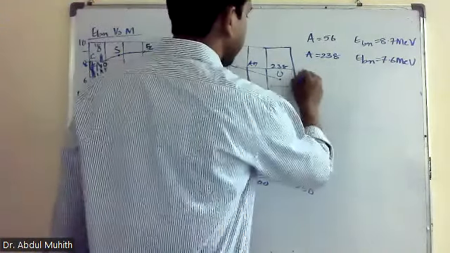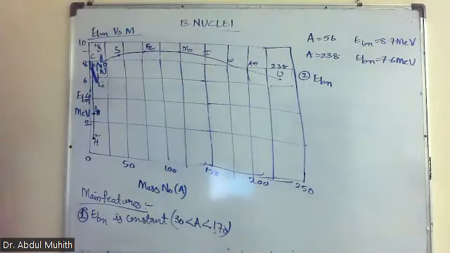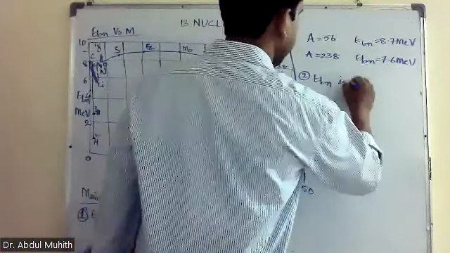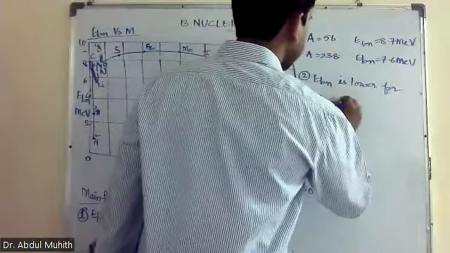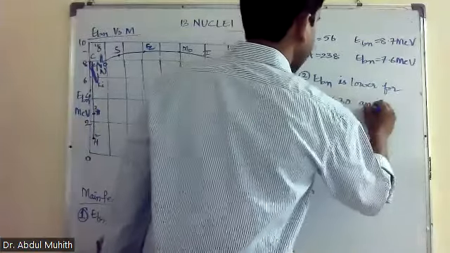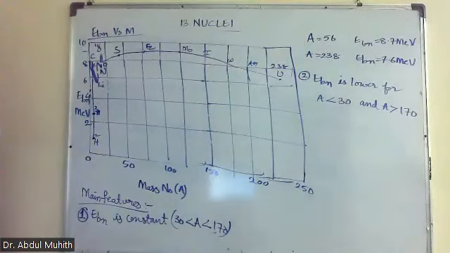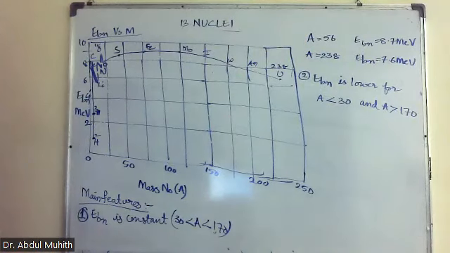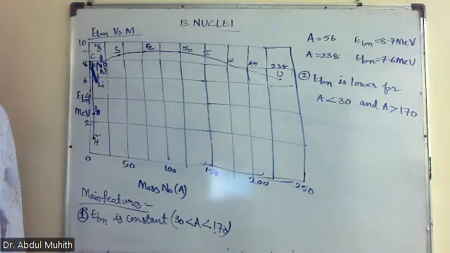So second feature, he says that EBN is lower for A less than 30 and A greater than 170. Yeah, A greater than 170. See, this is also an important thing. What is that? It says that EBN is lower for A less than 30 and A greater than 170. Is that clear? Next one.